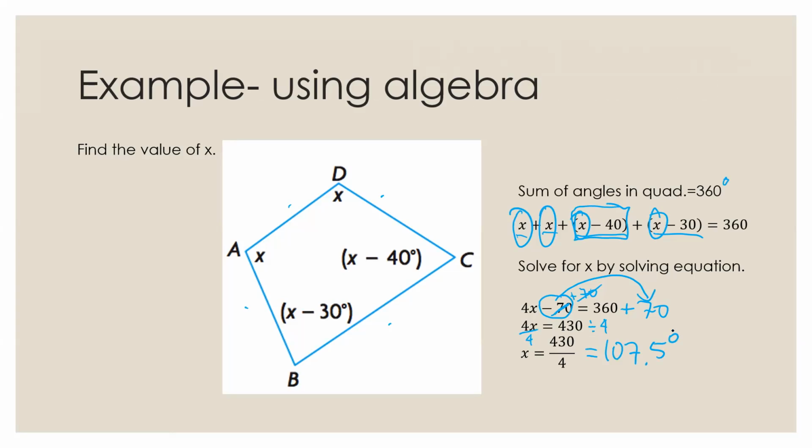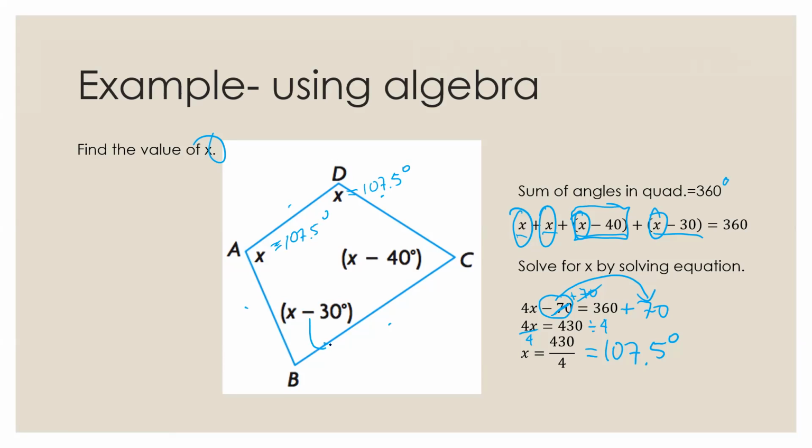Now, keep in mind, I'm actually not done with this question fully if it had asked me to find the interior angles. In this question, it was pretty easy because it just asked me for the value of x. If it asked you for the interior angles themselves, not only would you have to solve for x, you would also have to figure out what the rest of the interior angles are. So I know that this is 107.5.